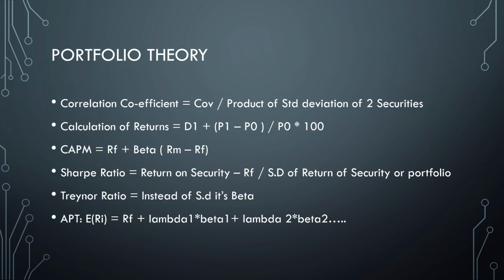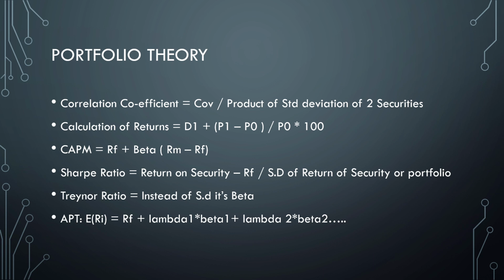Moving on to the next one, how to compute correlation coefficient: covariance by product of standard deviation of two securities. I repeat, correlation coefficient is equal to covariance between the securities by product of standard deviation of the two securities. Next one is how do we calculate returns. Return is equal to D1, that is dividend after giving effect to the growth, plus P1 minus P0 by P0 into 100.